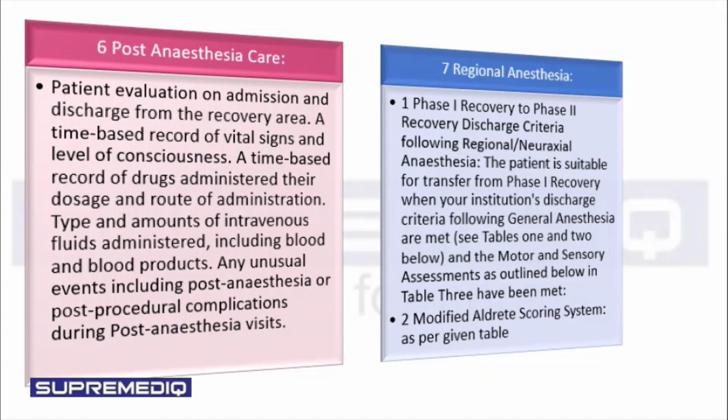7. Regional anesthesia. 1. Phase I recovery to Phase II recovery discharge criteria following regional or neuraxial anesthesia. The patient is suitable for transfer from Phase I recovery when your institution's discharge criteria following general anesthesia are met. See Tables 1 and 2 below, and the motor and sensory assessments as outlined below in Table 3 have been met. 2. Modified Aldrete scoring system, as per given table.